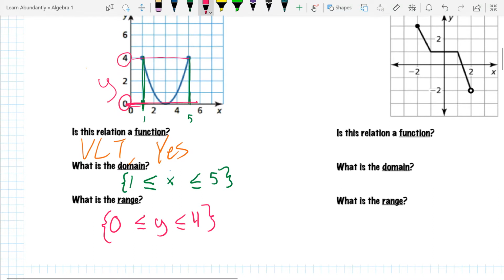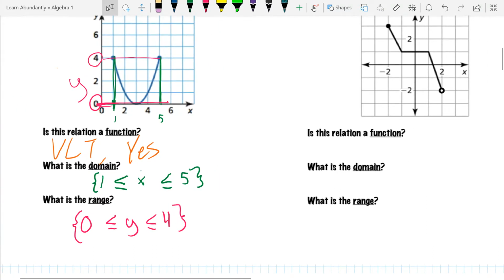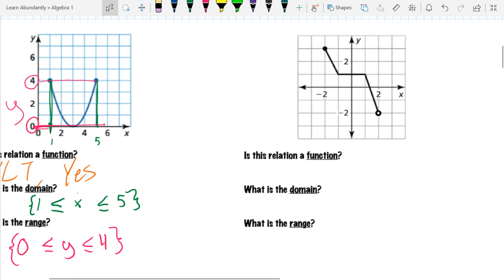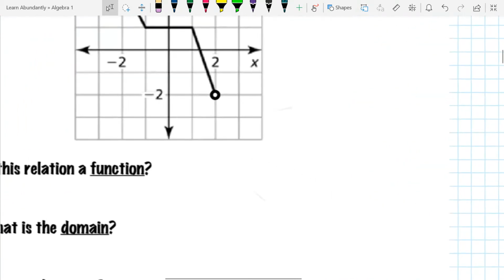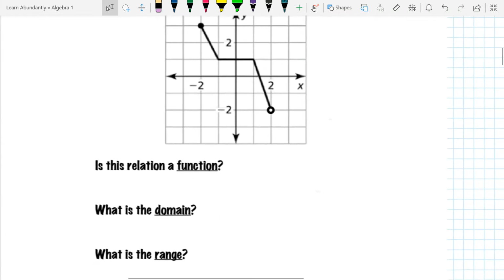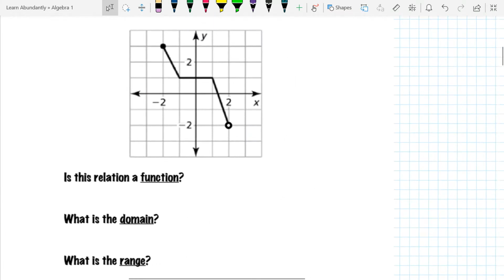Let's take a look at the next example, because we're going to see something a little different on this one. So on this one, the question we have to start off with is: is it a function? Does it pass the vertical line test? Everywhere I go, I only hit the function at most once. So we're going to say, by the vertical line test, yes, it is a function.